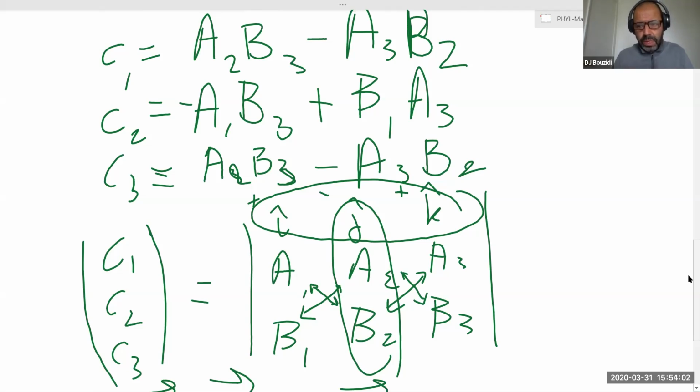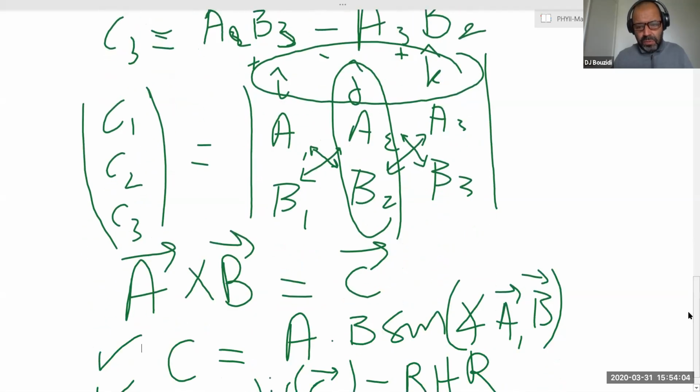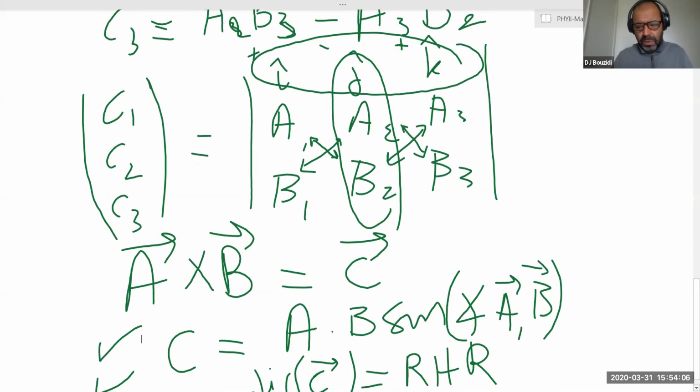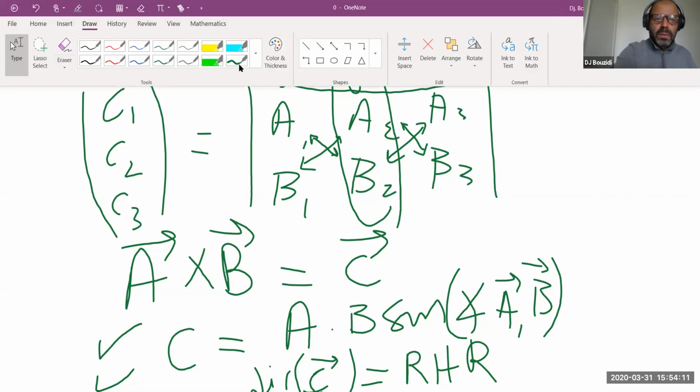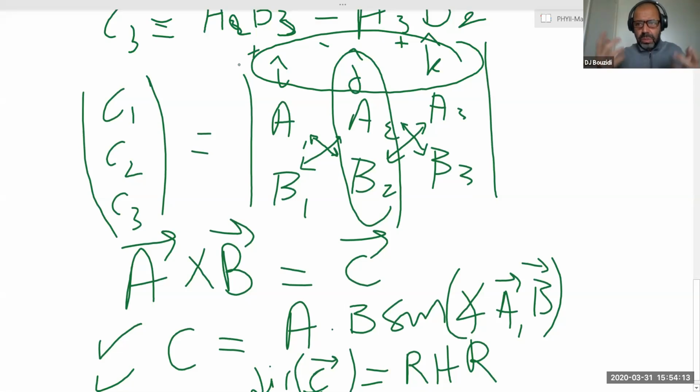In an exam, I'll give you this formula. I'll give you exactly how this formula would look. I don't want you to memorize these things, but I will not give you the right-hand rule. You need to know that. So you have to know how the right-hand rule works. A times B times sine of the angle between them, and the right-hand rule is your own right-hand rule. It cannot be my own, it cannot be anybody else's. It has to be your own to determine what the direction of the product is going to be.